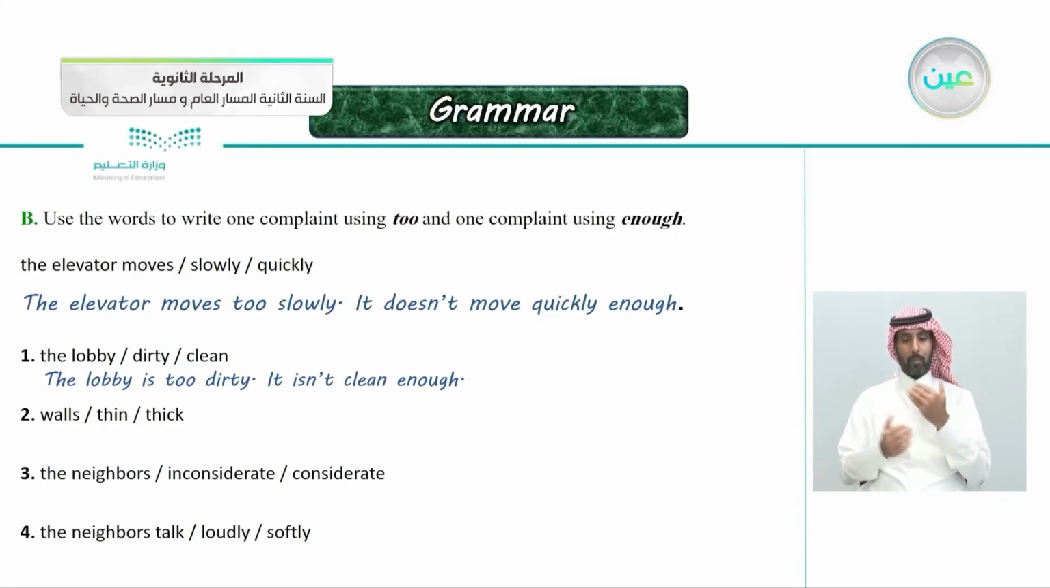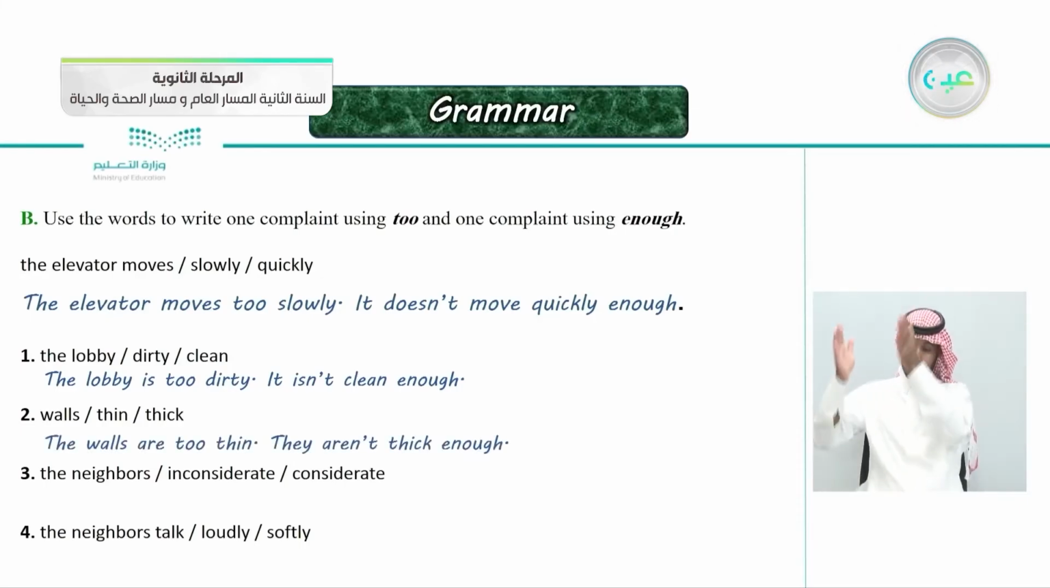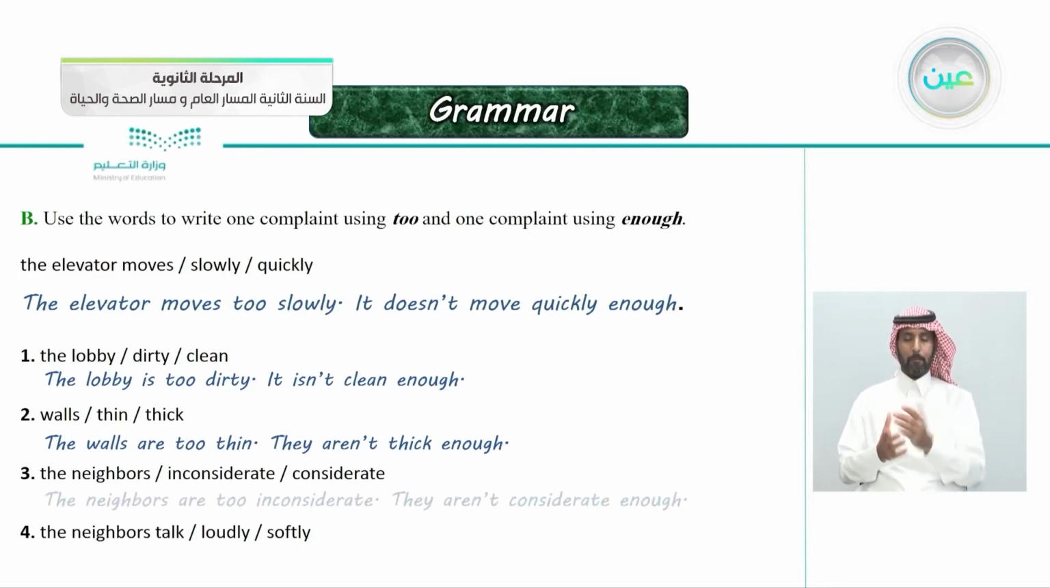Let's check the correct answer here. The walls are too thin. They aren't thick enough. Very good. Number 3, the neighbors, inconsiderate, considerate. So let's check the answer here. The neighbors are too inconsiderate.